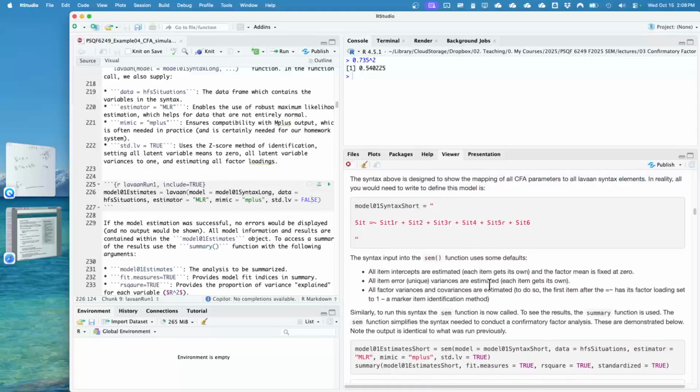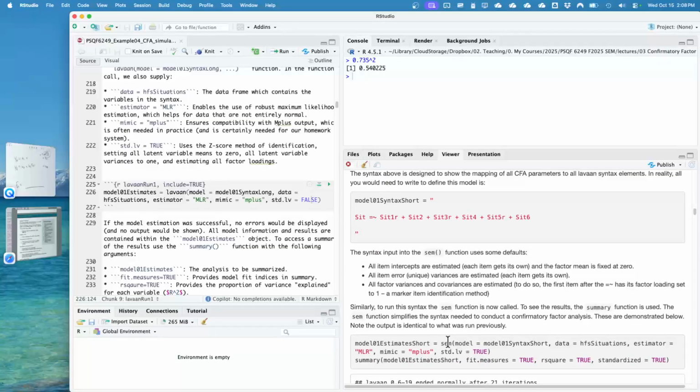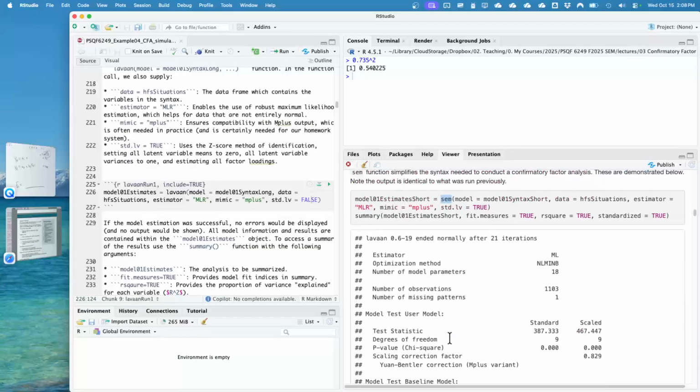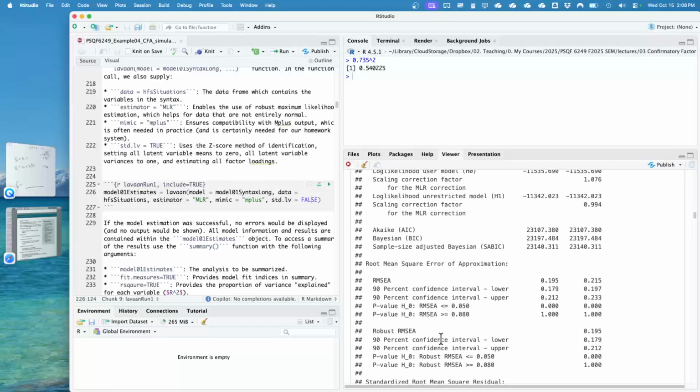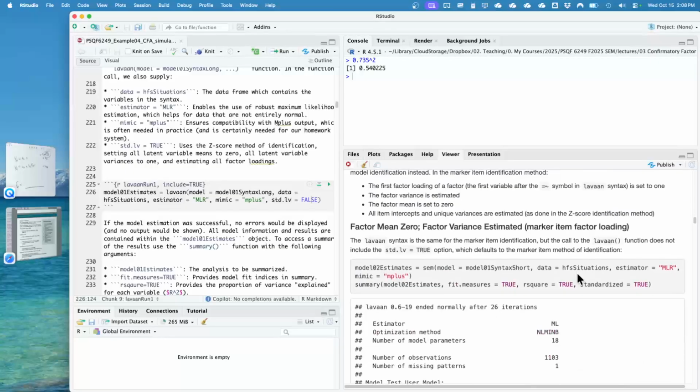This talks about standardized modeling. This is the section where I describe how you can shorten the lavaan syntax. This is all you need, and you add that to the sem function. Here everything is the same. These numbers are all the same values. I remember 0.195, 0.079, etc. Good stuff.